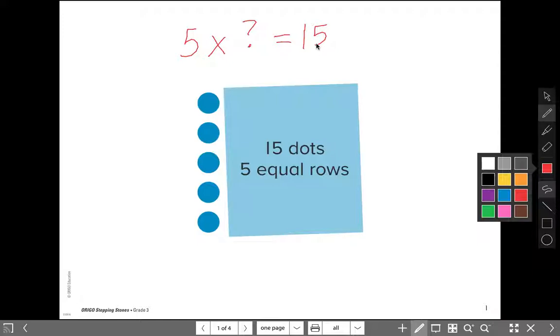What dividend do I use, Andy? 15 divided by... 15. Good job. What's my divisor? By 5. My divisor is 5. Okay, so that is the related division fact that goes along with it. So what number times 5 equals 15, everybody? 3. Thank you, Gabriel and Patience, for being the everybody.